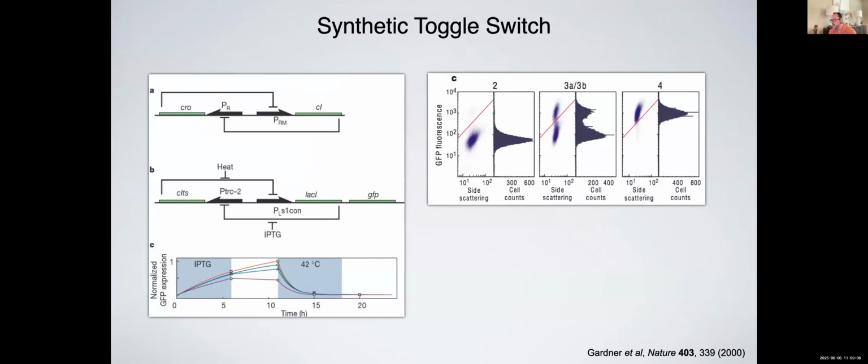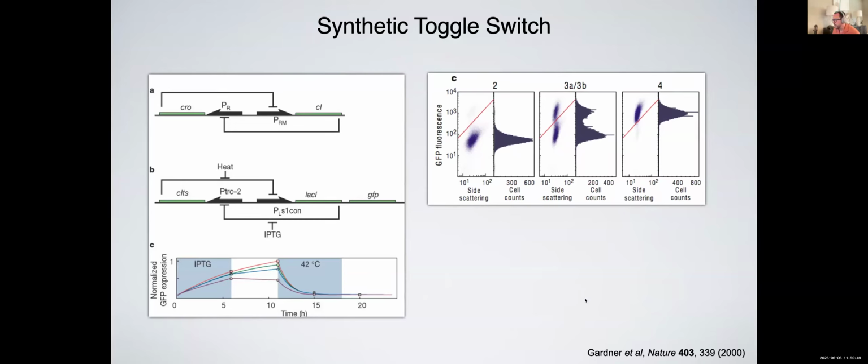All right. So the last thing I'm going to talk about is a synthetic toggle switch. This goes back to essentially the dawn of this type of synthetic biology. This paper by Tim Gardner and Jim Collins, from Jim Collins's group in Nature, constructed a genetic switch, right? So essentially, these are two genes that inhibit each other, and you get a bistable switch where either one of them is being expressed or the other one is being expressed.